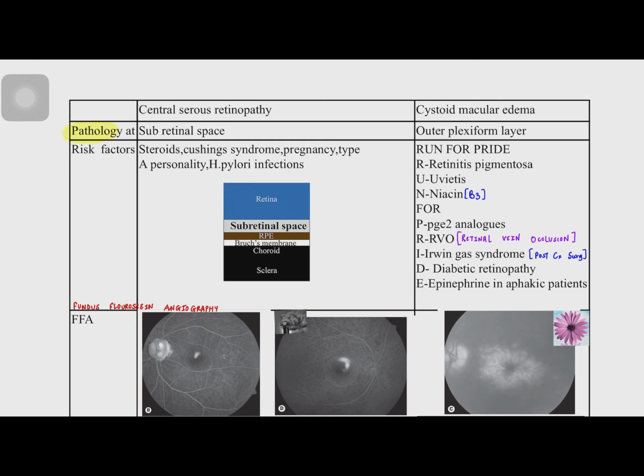So this is the neurosensory retina, the 9 layers. Then we have the subretinal space, then the RPE, then the Bruch membrane, and then the choroid and sclera. So the pathology is at the subretinal level.